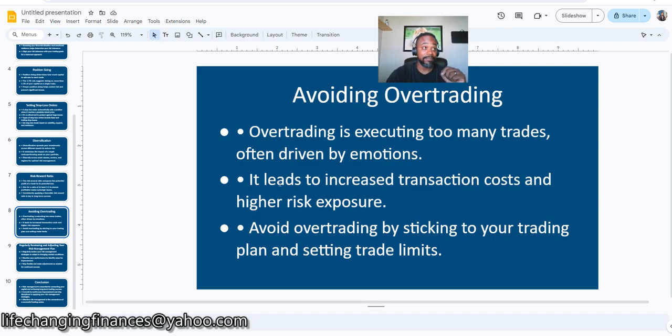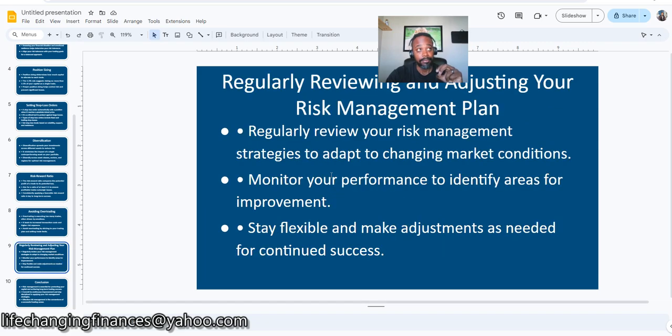I'm telling you guys. Now, it leads to increased transaction costs, especially with those option trades and higher risk exposure. Avoid over trading by sticking to your trading plan and setting trade limits.